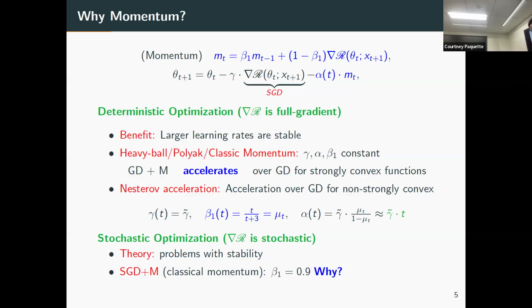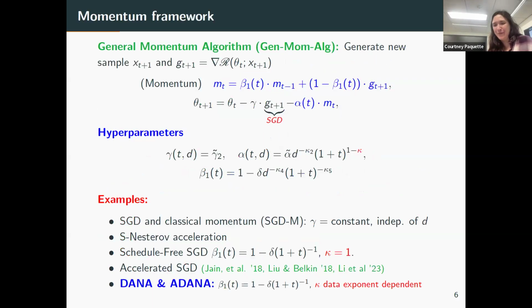You guys are too young. But back in the day, there was a talk at Stanford. There was a class, and Andrew said you should use beta equal to 0.9. And 20 years later, we're still using 0.9, and nobody knows why.